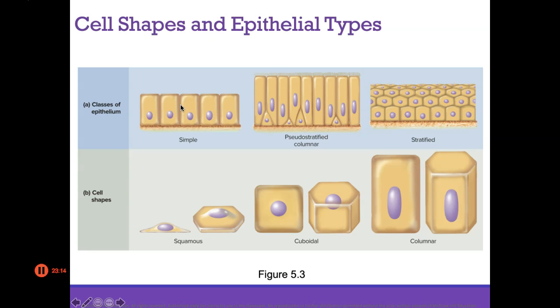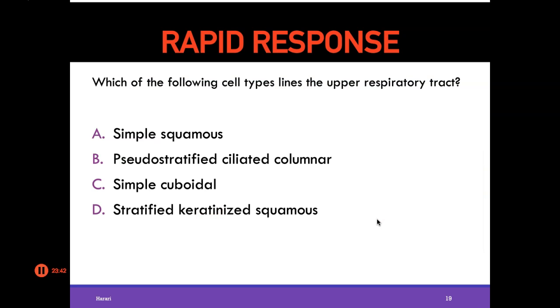So to review, we said that there's simple, pseudostratified, or stratified. The cell shapes could be squamous, cuboidal, or columnar. And then we mentioned this other type called transitional epithelium, or urothelium. The book doesn't use the word transitional epithelium, it just mentions urothelium, but most textbooks would say transitional epithelium. So pause here and answer this question.